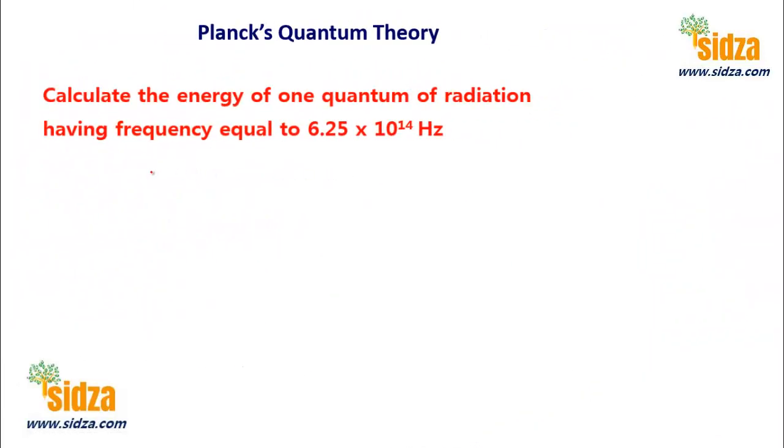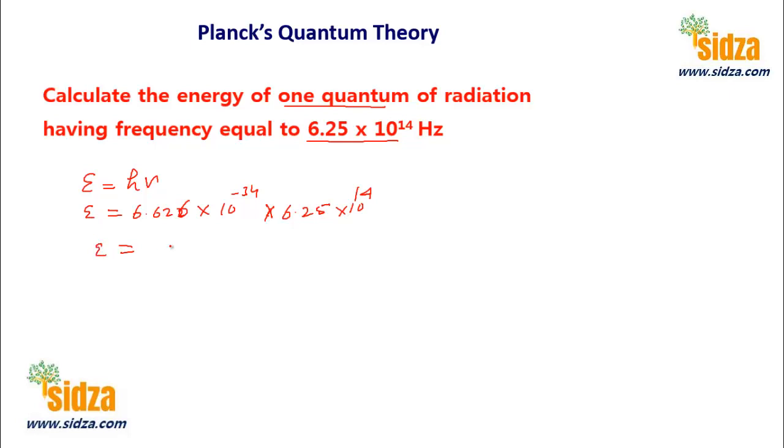Now let's calculate the energy of one quantum of the radiation that has a frequency of this much. As we know, energy of one quantum is equal to h nu. So h is Planck's constant, which is equal to 6.626 times 10 to the power negative 34, times the frequency here, 6.25 times 10 to the power 14. So therefore energy of this one quantum will be equal to 6.626 times 6.25, which comes out to be 41.41 times 10 to the power negative 20, or I can say it is equal to 4.141 times 10 to the power negative 19 joules. This is the energy of one quantum.